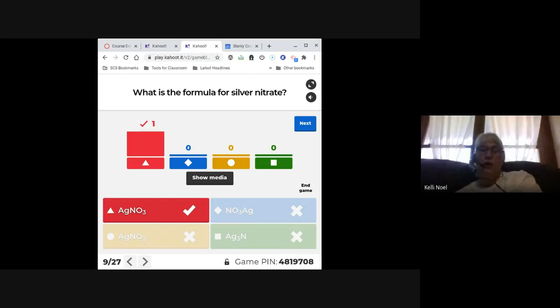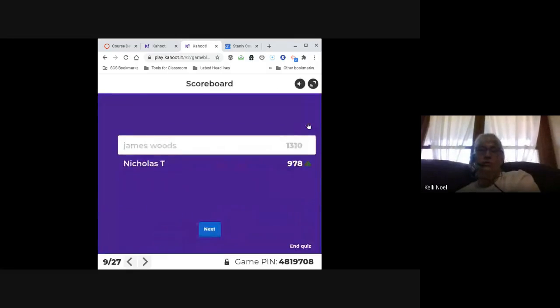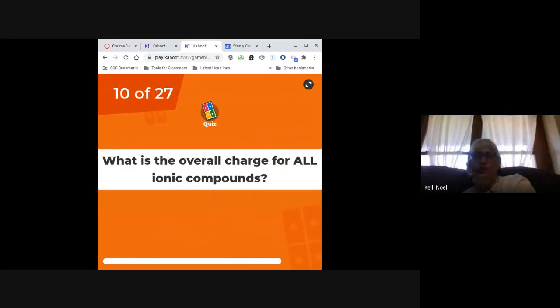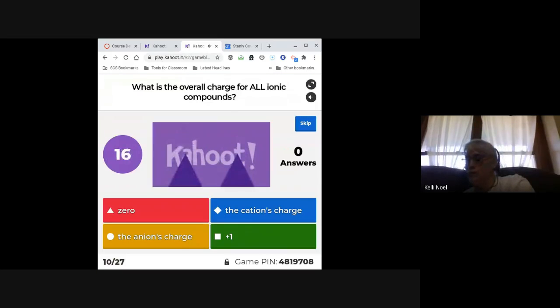There's only one of these that will show up in the metal place, and that is ammonium. It's NH4. That's the only one that is positive. Normally, they will be in the negative anion position or the nonmetal position. So that one was a little bit, again, from yesterday's lesson. What is the overall charge for an ionic compound?